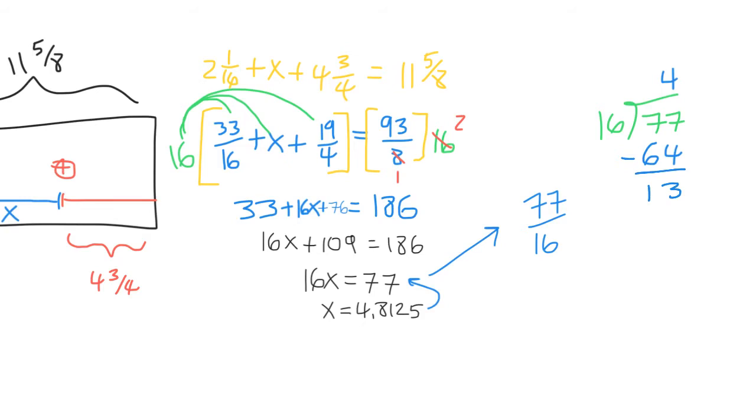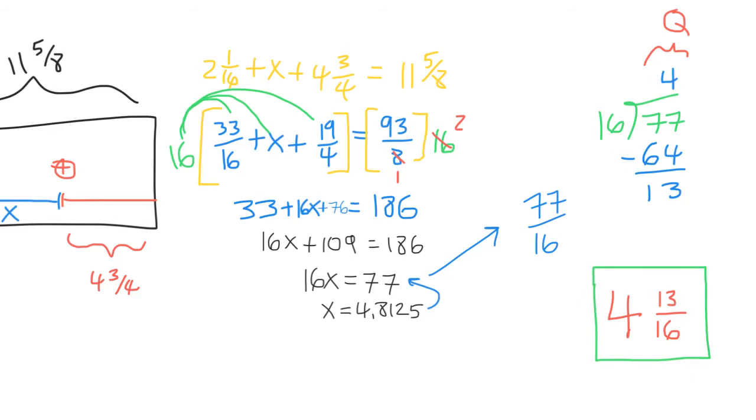Now, in case you guys at home forgot, the quotient is right there, and that always gives you the big number. The denominator is always going to be the divisor, so that's going to be 16. And the numerator is always going to be the remainder. So that's some old school stuff that many of you learned a while back, but yes, it is a return to that foundation. 4 and 13/16 is the answer, and that is answer choice D.